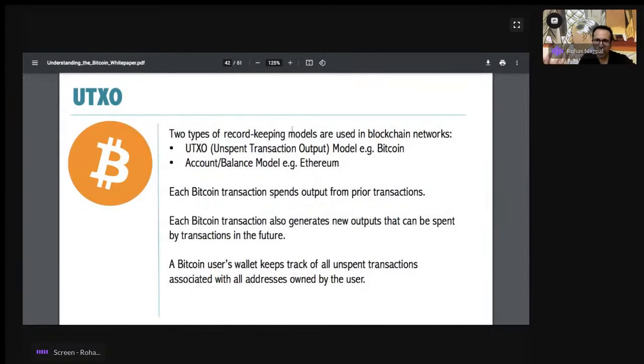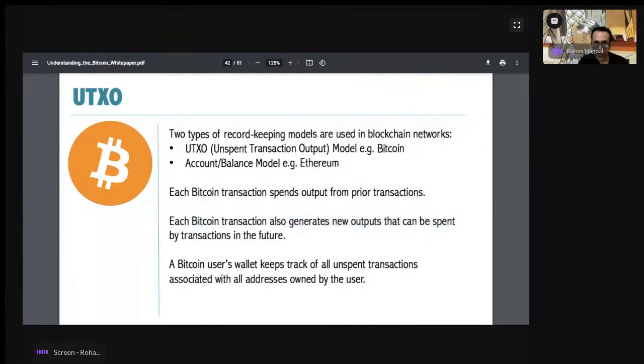In the world of blockchain, there are three, actually I mentioned two here. There's a hybrid model also, which I think blockchains like Cardano use. There are two main types of record keeping. One is UTXO, which is the unspent transaction output model. This is used by Bitcoin, Bitcoin Cash, those kinds of blockchains. And then Ethereum uses something called account balance. Each Bitcoin transaction spends outputs from prior transactions, and also generates new outputs that can be spent in future.